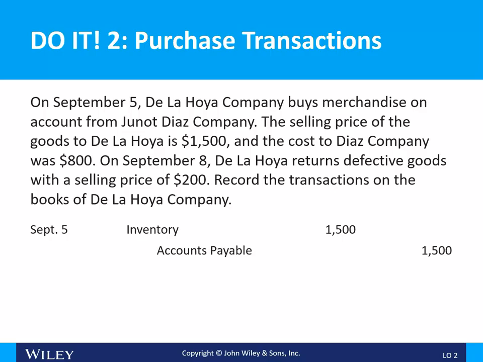On September 8th, we returned defective goods that were worth $200. Again, when we record the return, it's just the opposite of what we did on the purchase. So we're going to debit accounts payable, credit inventory for the return of $200.